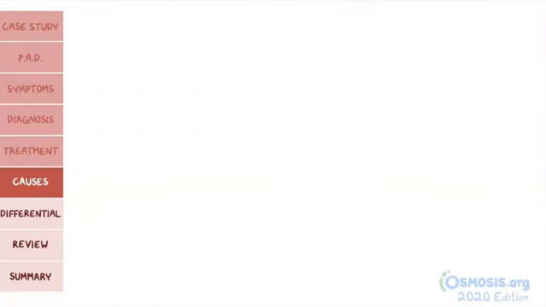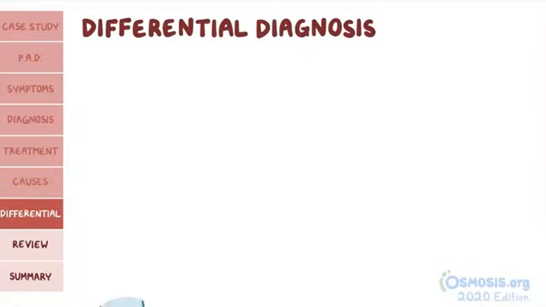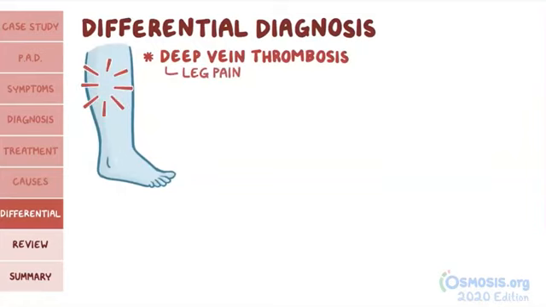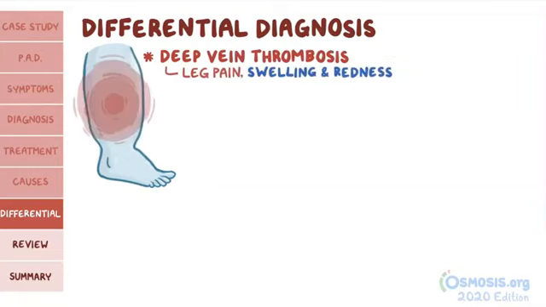Alright, next are important mimickers of peripheral artery disease that should be on your differential diagnosis list. First is deep vein thrombosis, which can also present with leg pain. However, deep vein thrombosis is usually associated with leg swelling and redness, and individuals have risk factors such as immobility and hypercoagulability.